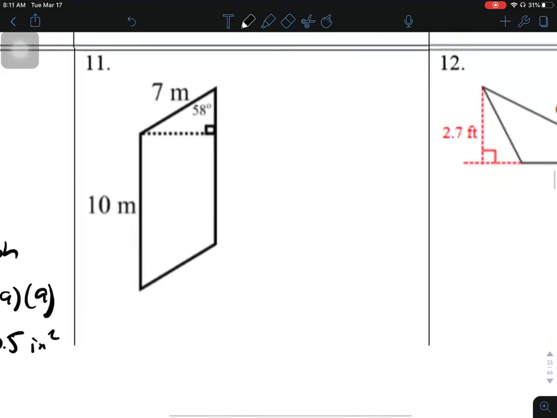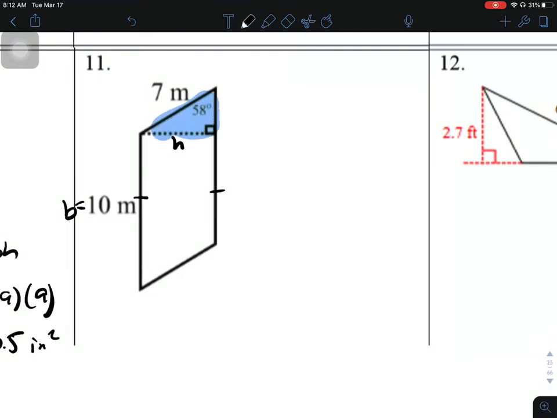Number 11, if we call this the height, because it's perpendicular to the base, in a parallelogram, opposite sides are the same length, so if that's 10, this is 10. So we're saying that the base here is 10, and the height, we don't know. Well, we could find it using this right triangle.